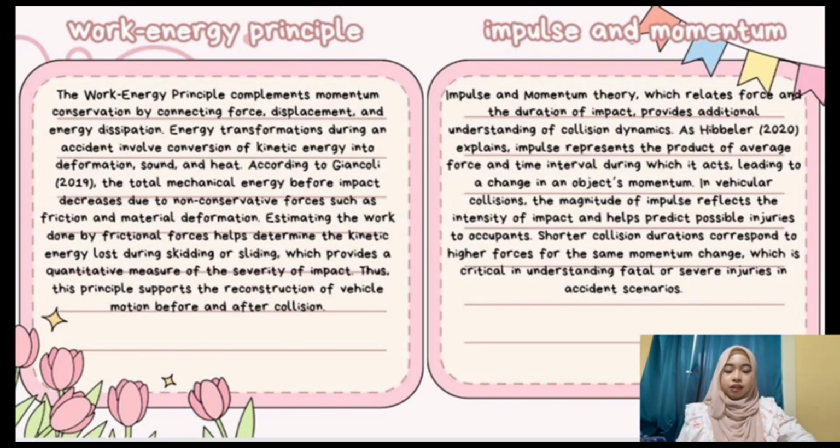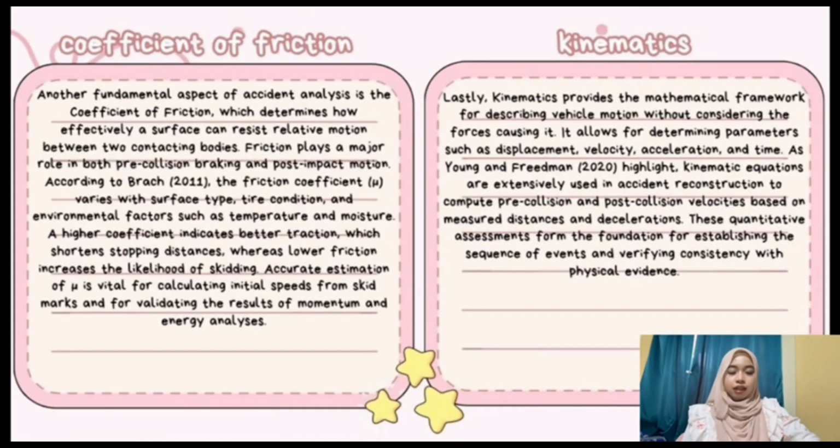Next is impulse and momentum. The impulse momentum theory shows how force and time are related. According to Hebler, impulse equals the force multiplied by the time it acts. A short impact time means a high force, which explains why some crashes cause more damage and injury. Other than that, there is also the coefficient of friction. The coefficient of friction tells how slippery a surface is. Branch states that it depends on the road, tire condition, and weather. High friction helps cars to stop quickly, while low friction can cause skidding.